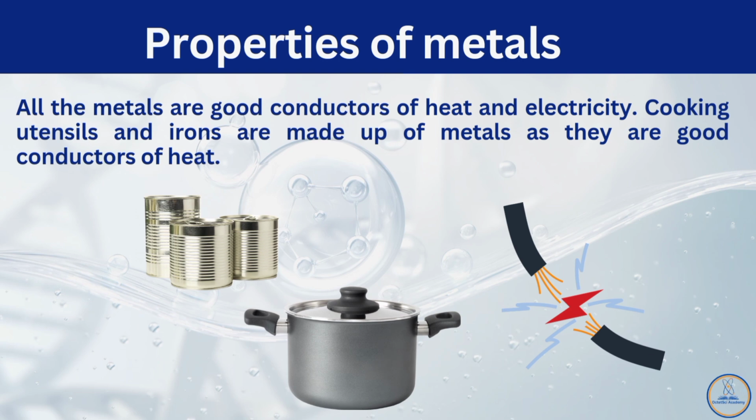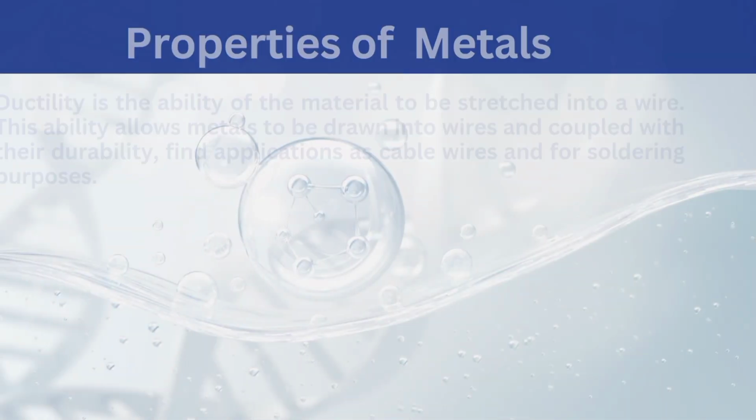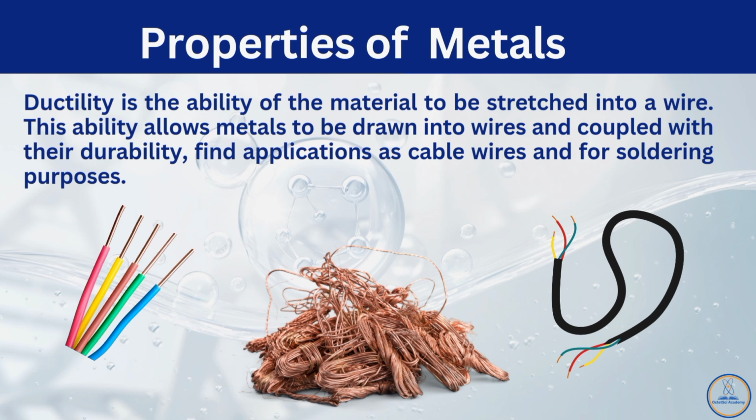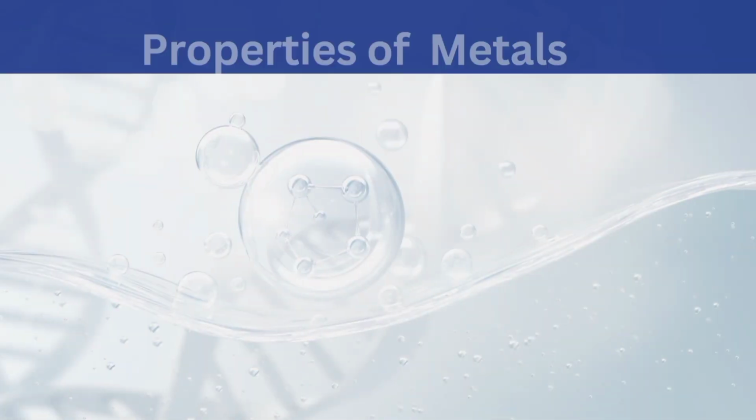Properties of metals. Metals are good conductors of heat and electricity. Cooking utensils and other metals used at home are made from different metals. They are also good conductors of heat. Metals are ductile, that is, they have the ability to be drawn into wires. Coupled with their durability, they find application in cable wire and for soldering purposes.